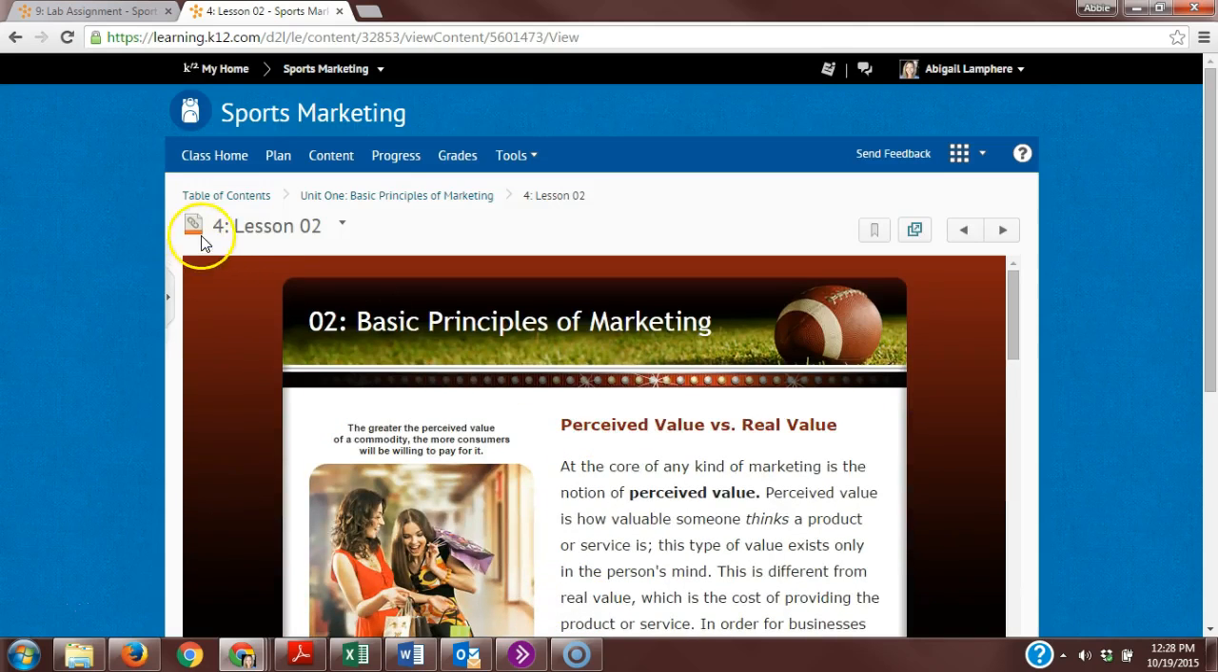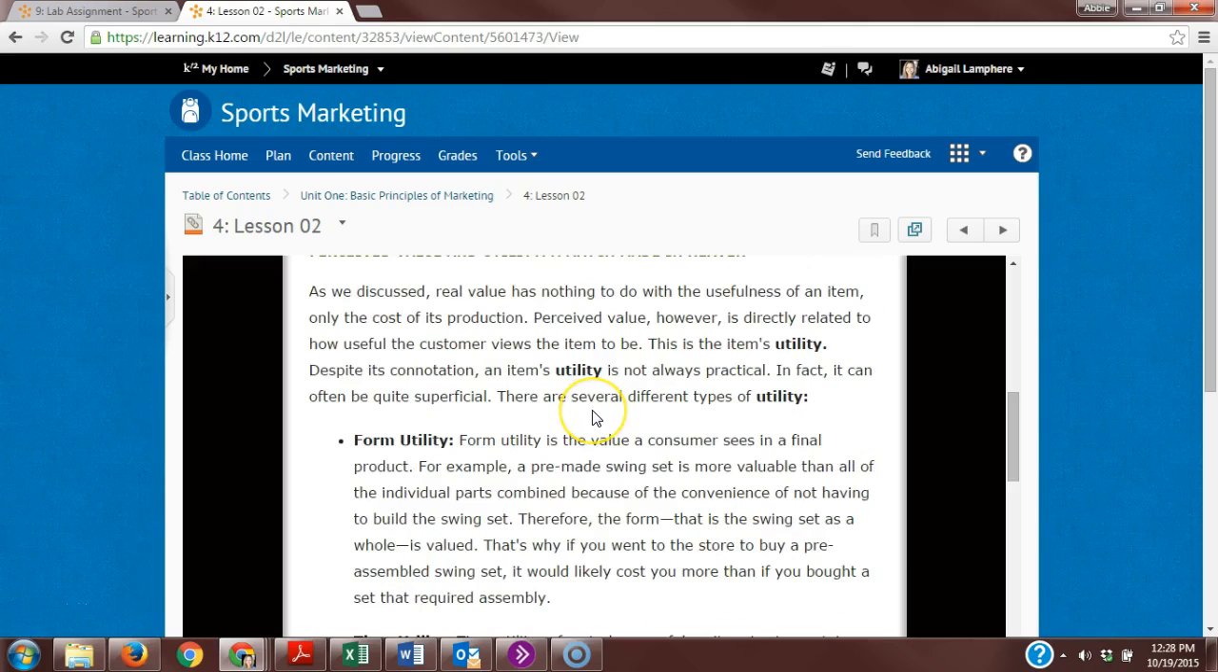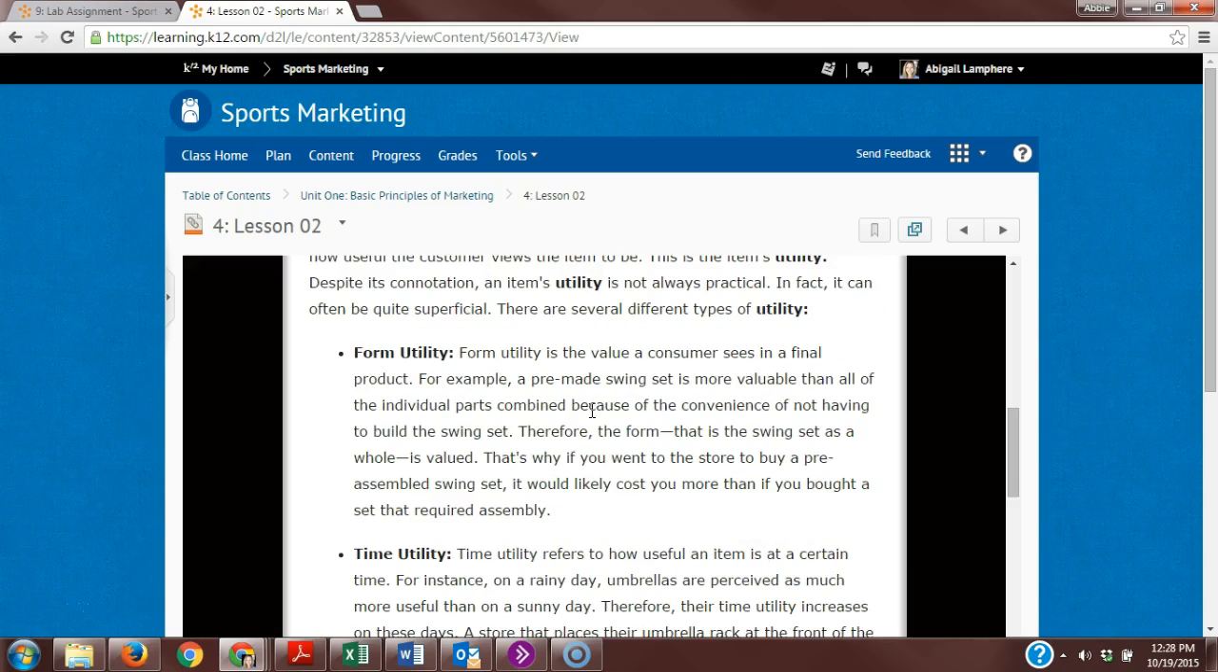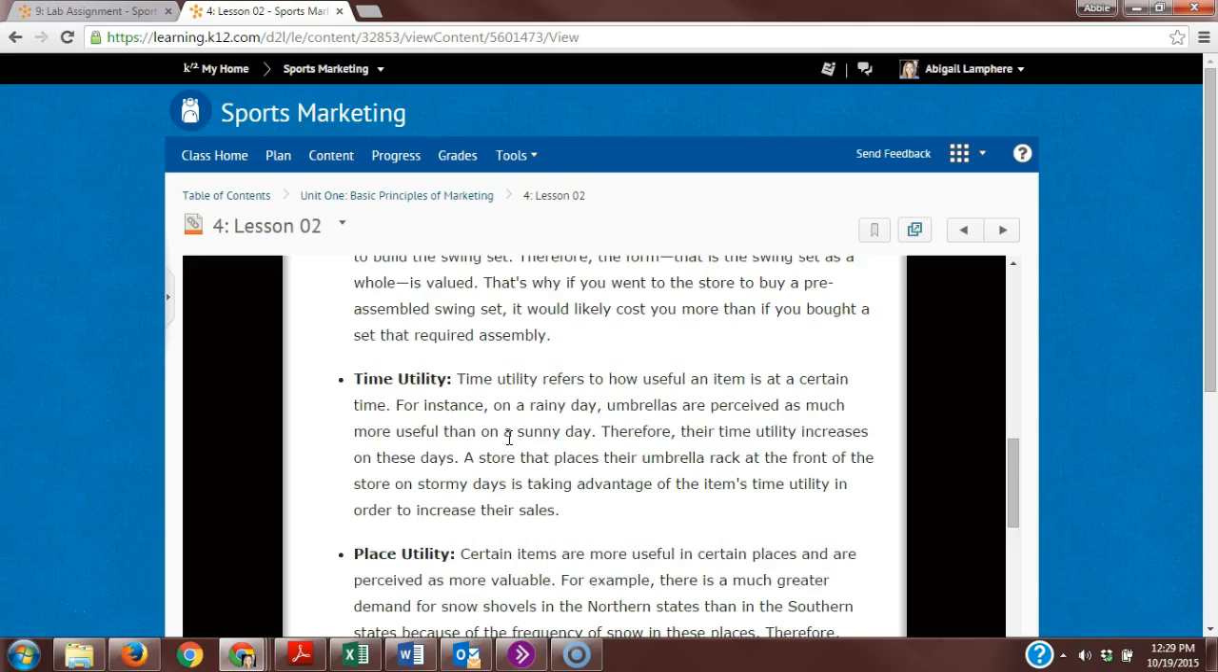Within your text, I'm on lesson 2 of unit 1, where it talks about the different types of utility. We have form utility, which is the value a customer sees in a final product. They give an example of a pre-made swing set being more valuable than all the parts combined because of the convenience of not having to build the swing set. So it's the overall value of the form of the product.